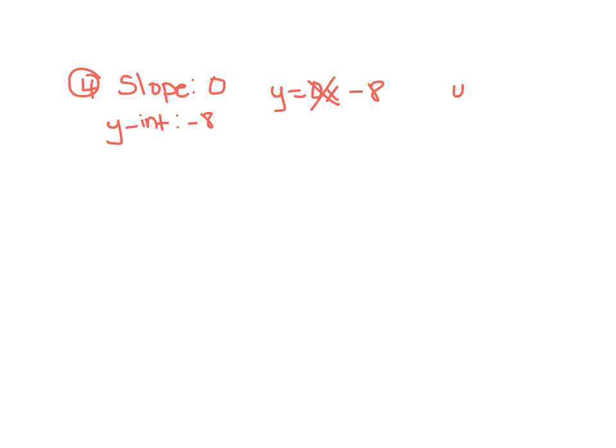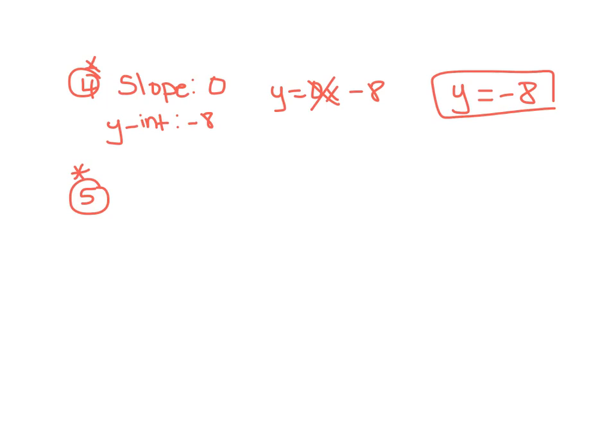Okay, if we do the special, slope 0, y-intercept -8. Okay, remember we talked about this. Y equals 0x minus 8. We don't do that. We just do y equals -8.